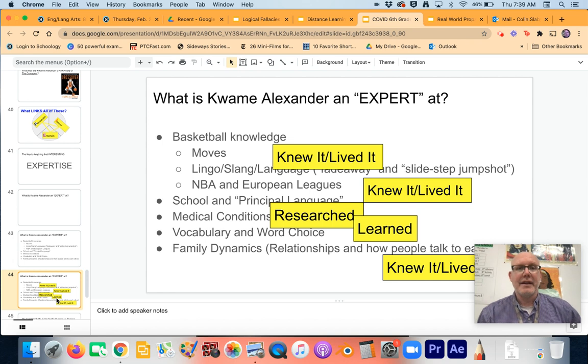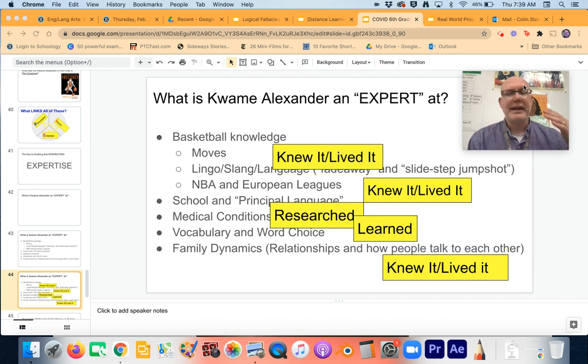Here's the deal. How do you get there? Basketball. Clearly, he loves basketball. The way he writes about it, that guy loves basketball. He knows it. He must have played it. He watches it. I could be wrong, but he seemed very comfortable. School and principal language? Well, a lot of people have gone to school, so it looks like he pulled from that. He might have asked a friend or someone who was a principal.